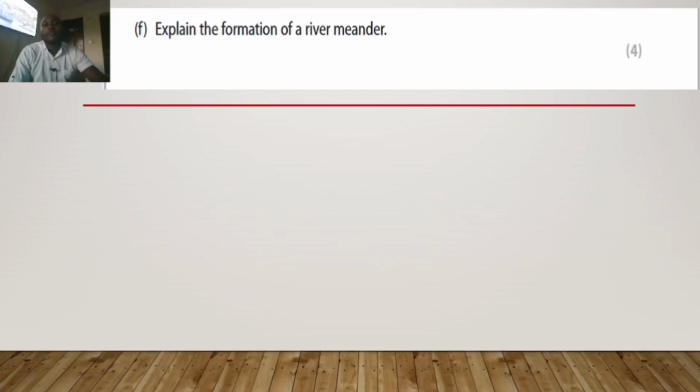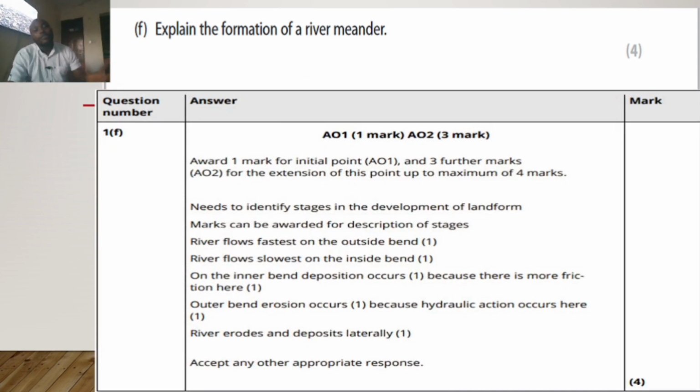Explain the formation of a river meander. What do you think about meanders? How are they formed? Don't forget it's due to lateral erosion. Lateral means sideways. As the river reaches a bend, the outer side of the bend is eroded faster compared to the inner side of the bend where deposition is taking place. So it erodes the outer side and deposits on the inner side, causing that pronounced bend, which then results in a meander, all right?